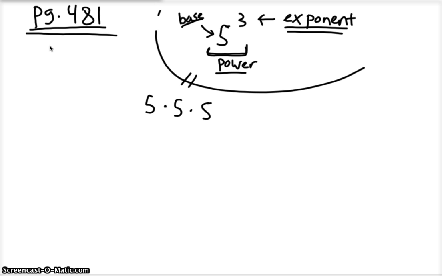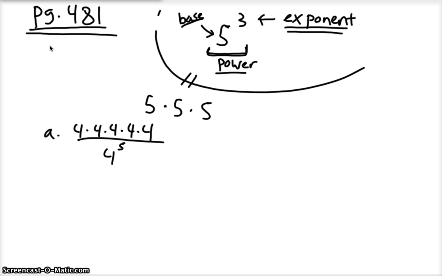Alright, so just a few examples. I think you guys can get it, but if you look at A, we have 4 times 4 times 4 times 4 times 4. We have 4 written 5 times. So we know that it would be 4 to the power of 5. Our exponent is 5.